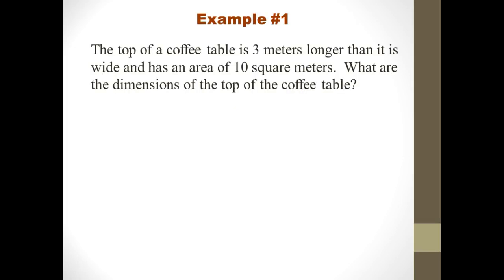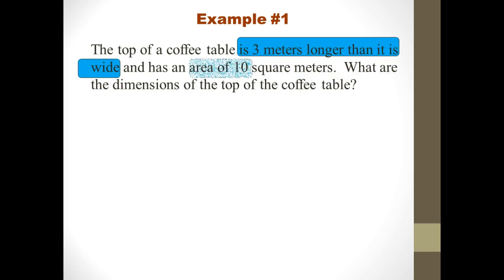In this example, we have a coffee table that's shaped like a rectangle, and it is 3 meters longer than it is wide, and it has an area of 10 square meters. Now we're going to try to find the length and the width of this coffee table. So let's start here. Let's always start by drawing a picture.